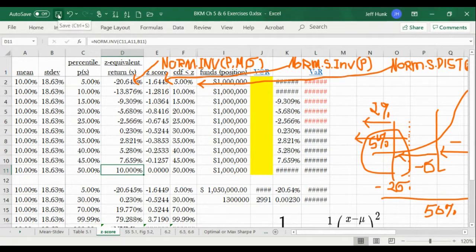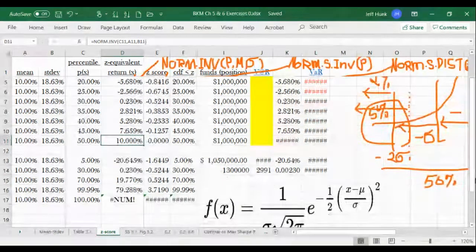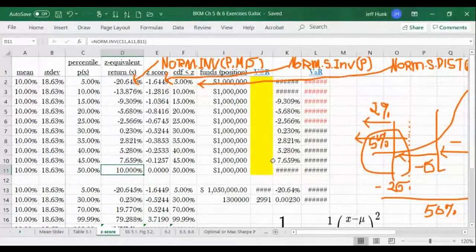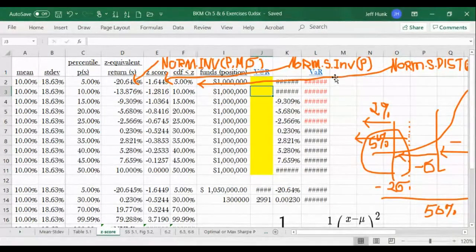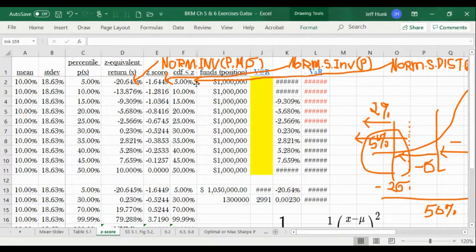So let's see what would be the dollar result. Again, if our fund under our management is $1 million, the value at risk, at lowest, in dollars, how much would that be?